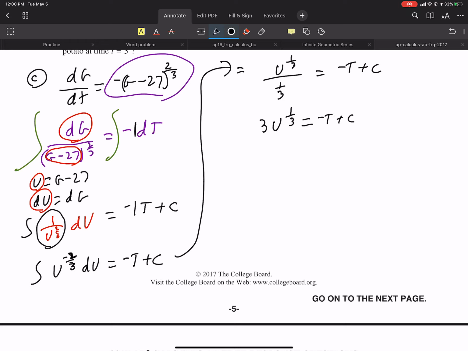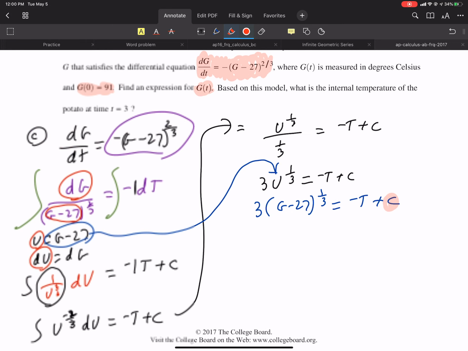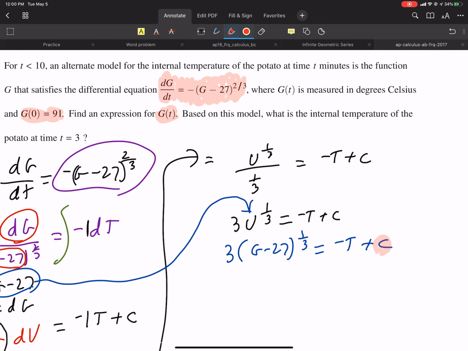So I want to solve for g. Well, I better plug g minus 27 back in, so this goes in for u. So I want to solve for g and c. I have a problem with c over here. What is c? You'll get a point for finding c by plugging in your initial condition that was given here. G of 0 is 91.